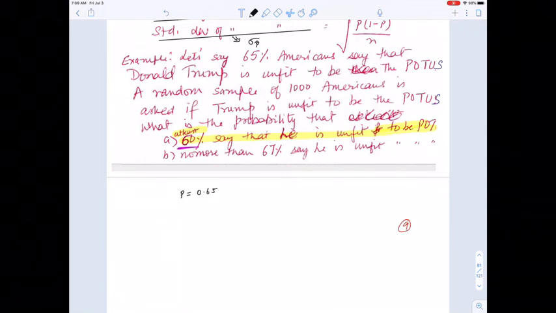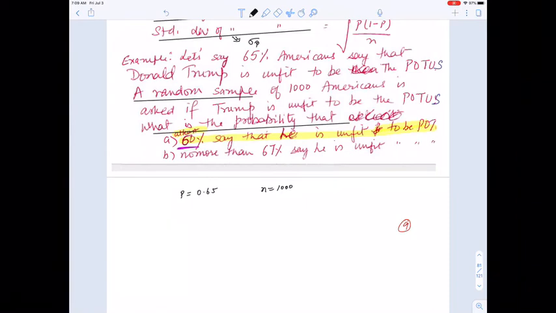Then a random sample of 1,000 Americans is asked if Trump is unfit to be POTUS. Now we're talking about the sample. If a sentence is talking about the sample, everything in that sentence is about the sample. So n is equal to 1,000. And what we want to know is the probability that in the sample at least 60% say that he's unfit to be the president. So the sample proportion is greater than or equal to 60%, that is 0.6. This is what we want to find out.